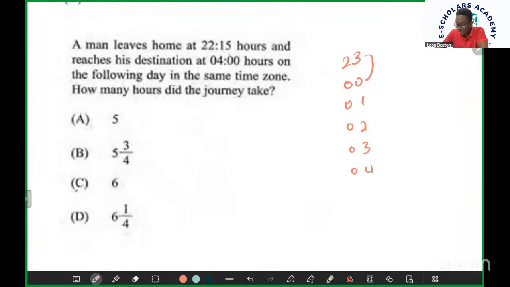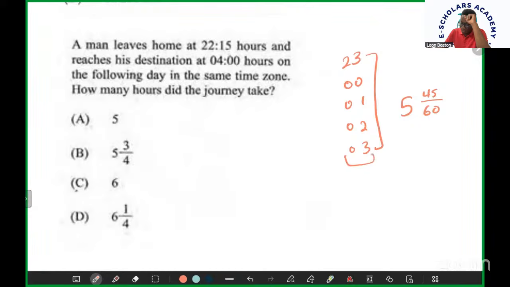So this is 1, 2, 3, 4, 5 hours. Make sure I count right. 1, 2, 3, 4, 5, 6 hours. I think I counted wrong. So he didn't reach till 4. So we go to 3, this is 5 hours. And then from here, you went 5 minutes. So 5 hours and 5 minutes. So 5 minutes would be 5 over 60.